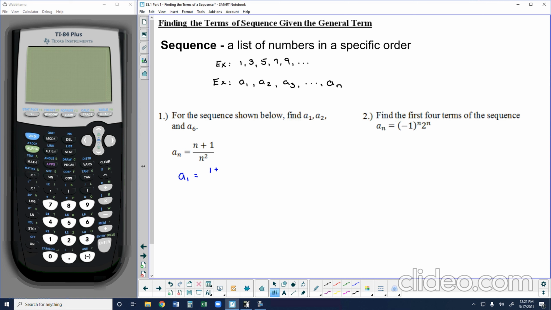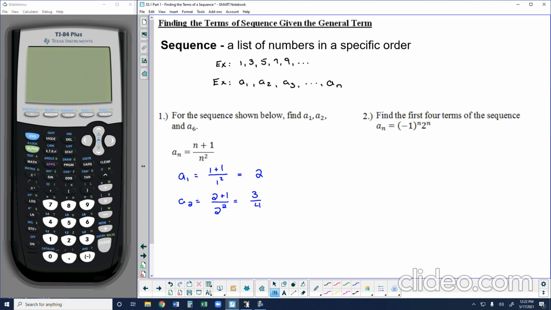So 1 plus 1 over 1 squared. We know 1 plus 1 is 2, and 1 squared is 1. So the first term of the sequence would be 2. Now I could find the second term by doing the same thing: 2 plus 1 over 2 squared, substituting 2 in for n. 2 plus 1 is 3, and 2 squared is 4. So the second term of the sequence would be 3/4.